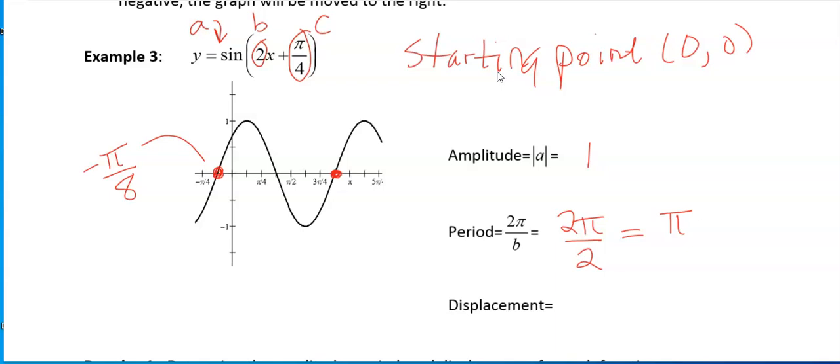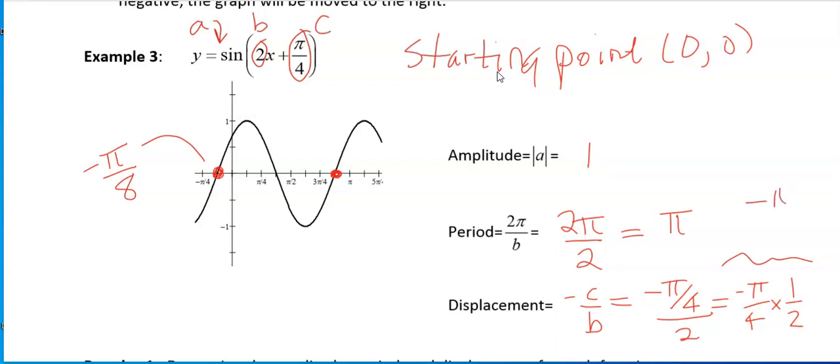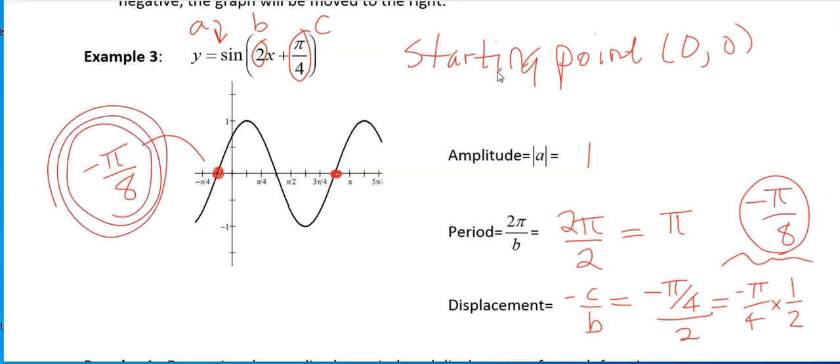Now, if you use your formula, watch this. Negative c over b. Let's see what it gives us. C is pi over 4, so negative c would be negative pi over 4 divided by b, which is 2. So negative pi over 4 divided by 2 is the same thing as negative pi over 4 times 1/2. Most people just type that into their calculators, by the way. I'll just write that down. Straight across, that's how you multiply fractions. Negative pi over 8. Look at that. That's your displacement, and that's exactly what we said over there. And that's how you can tell your displacement.